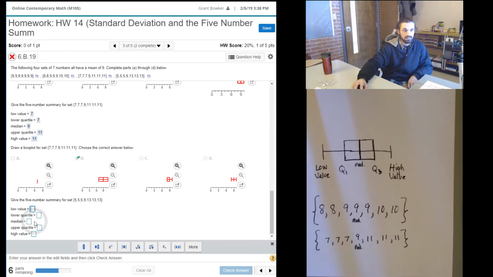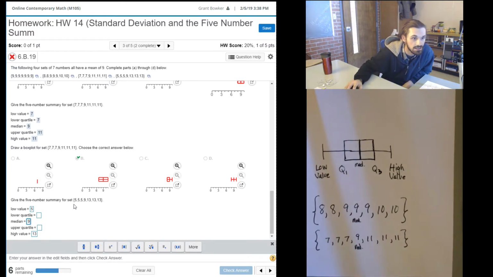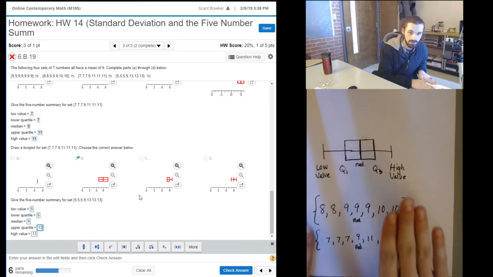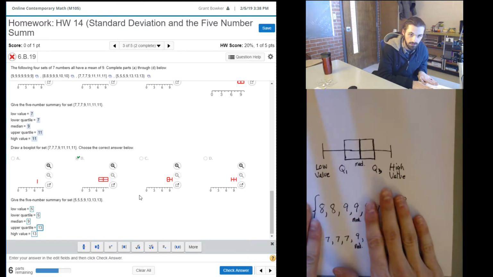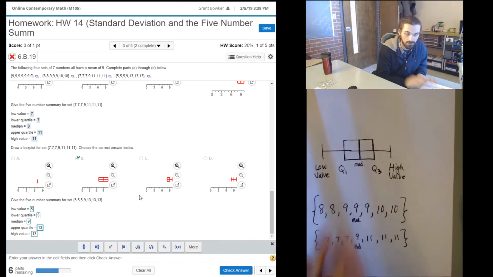Five-number summary for this. The low is 5. The high value is 13. The middle value is 9. And so we should see the lower quartile for this would be 5. And the upper quartile value for this would be 13. Again, apply that same strategy of consider the bottom half and work your way inward. Consider the top half, and then work your way inward.